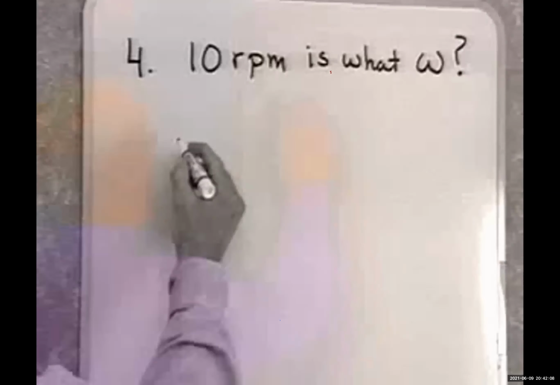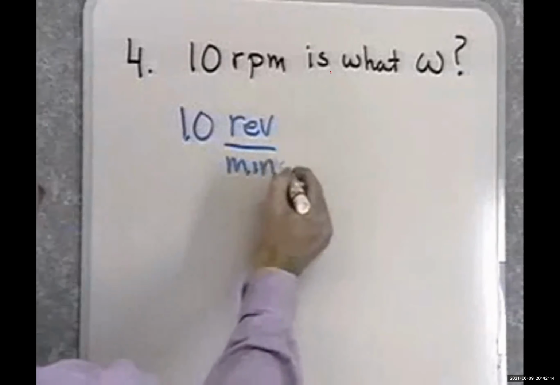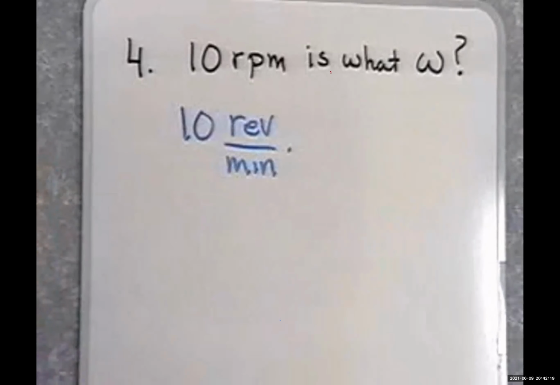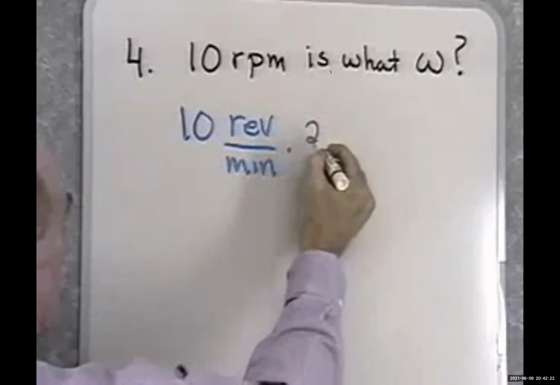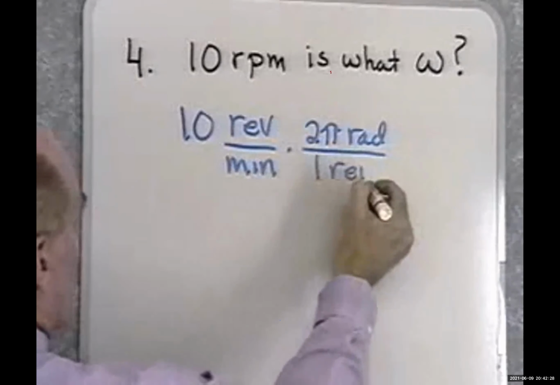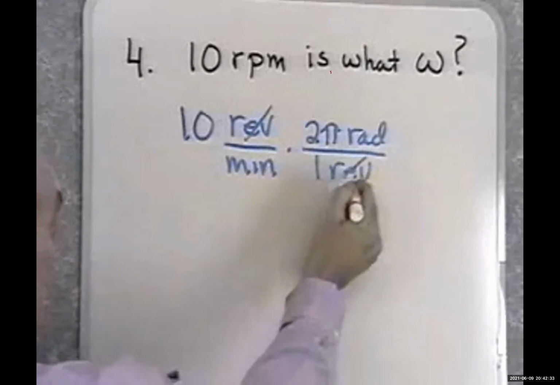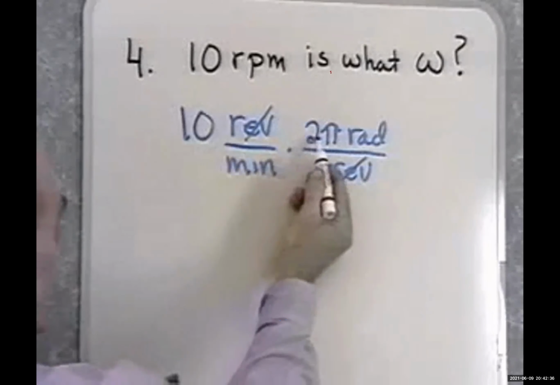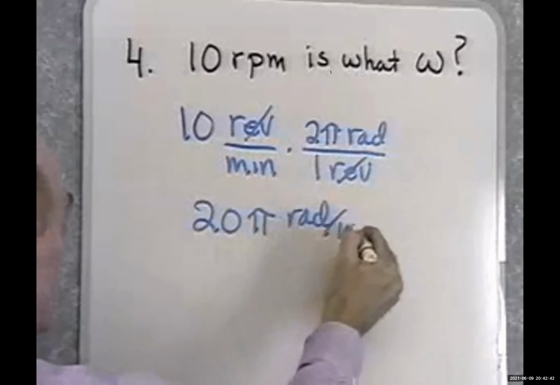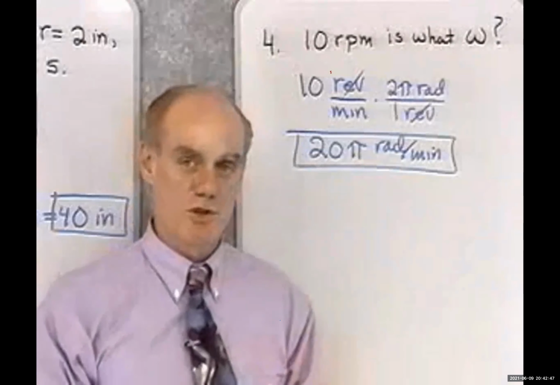Here we go. So I have 10, and I'm going to write this as revolutions per minute. Now I'm going to multiply this by a conversion factor that's going to have me end up with radians per minute. So what I have is this: 2 pi radians are in 1 revolution. So 1 complete revolution around the circle is 2 pi radians. You can see that my revolutions will divide out right here, and I'll have 10 times 2 pi, which is 20 pi radians per minute.